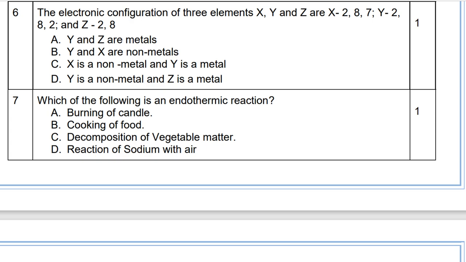Question 7. Which of the following is an endothermic reaction? A. Burning of candle. B. Cooking of food. C. Decomposition of vegetable matter. D. Reaction of sodium with air. Correct answer is B. Cooking of food.